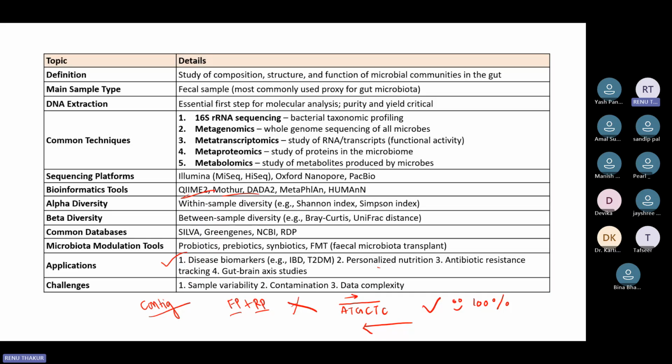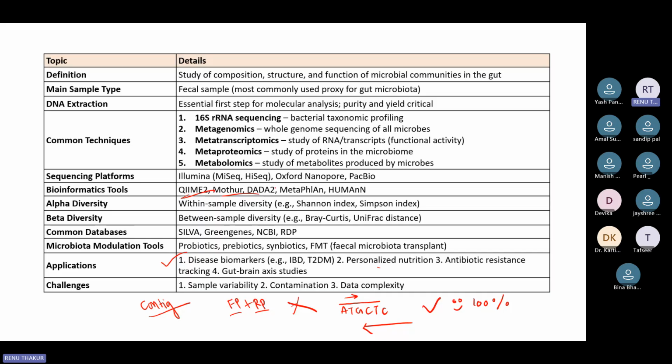Antibiotic resistance is another major application. If bacteria are developing antibiotic resistance, this is a bad thing, because no antibiotic will act on their cells. So how can we do antibiotic resistance tracking and gut brain axis study? Everything is possible if you incorporate next generation sequencing in your gut microbiome work.